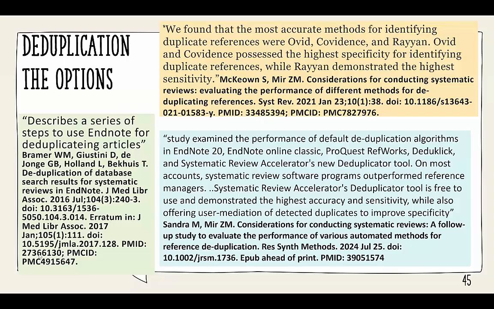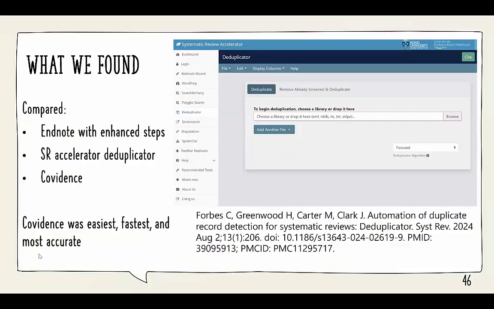Kyle and I compared these on several projects. We compared following the EndNote deduping practice. We tried the Systematic Review Accelerator Deduplicator, and we also used Covidence. What we found was that Covidence worked the best for us. I know not everybody has access to it because it does have a cost, but that's what we have found works well for us.